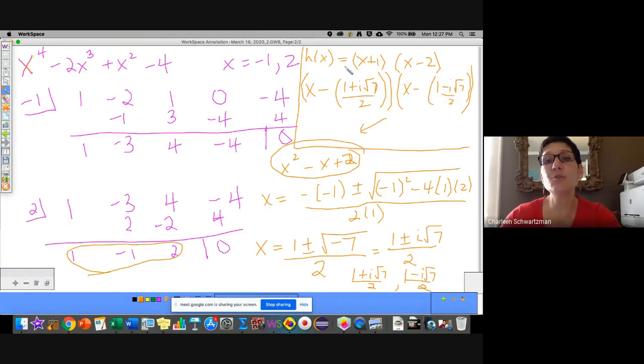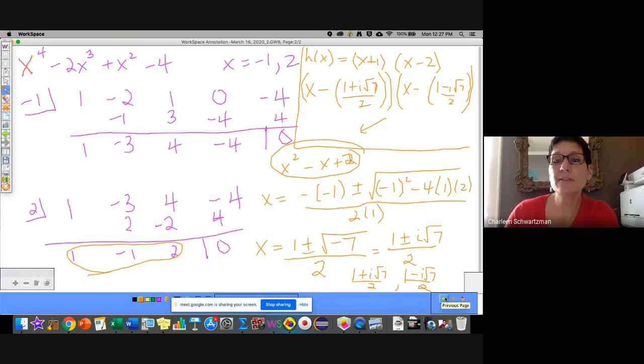I think you should do that. When you have time today, go back, look at this one, multiply it by that one, go through the mathematics, and you should literally wind up with x squared minus x plus 2, to guarantee that you know what you're talking about.